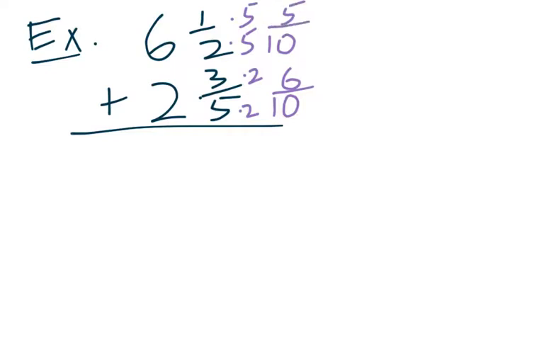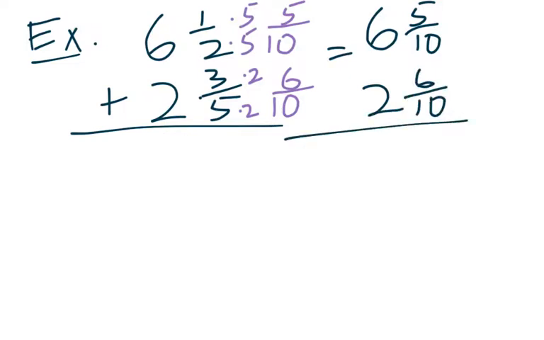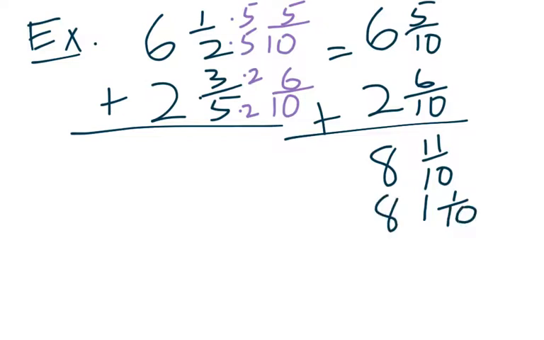And just to make this look a little neater, we have 6 5/10 and 2 6/10 that we're adding now. And we get 5 plus 6 is 11/10, and 6 plus 2 is 8. Now 11/10 is improper, so 11/10 is really 10/10 or 1 whole, and 1 left over, so it's really 1 1/10. So if I add that to my 8 there, I have 9 1/10.